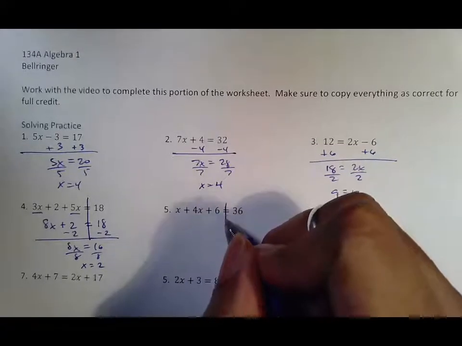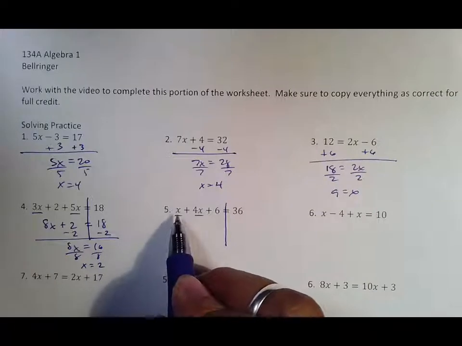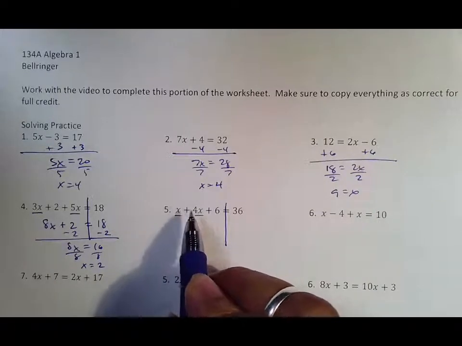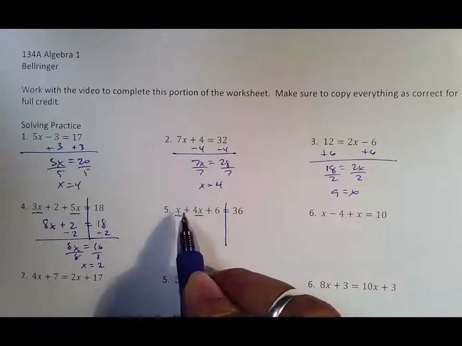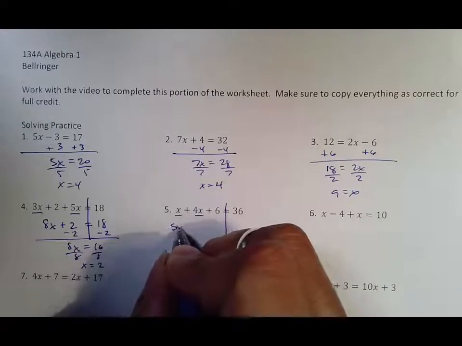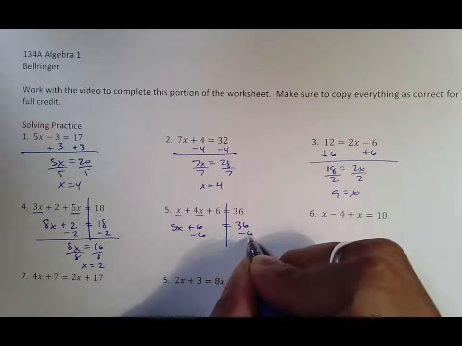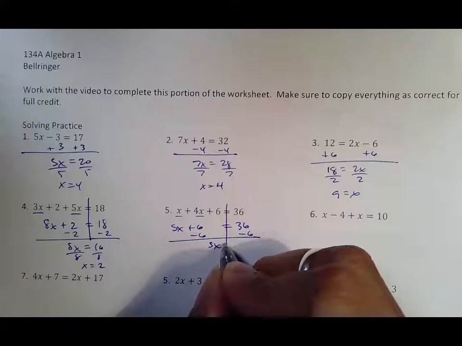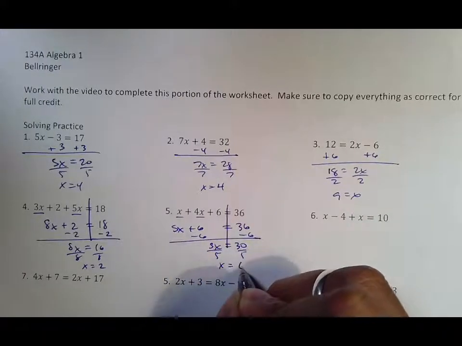Now, the secret to combining like terms, especially whenever you have something like this, is to recognize that x is actually 1x, not just something that is not there. So don't put these two together to say 4x. There's 1x here, 4x there, which makes 5x plus 6 equals 36. You then work out the rest as usual. Again, subtract your 6, 5x equals 30, divide by 5, and x is equal to 6.